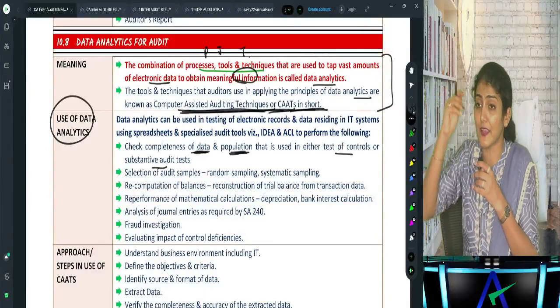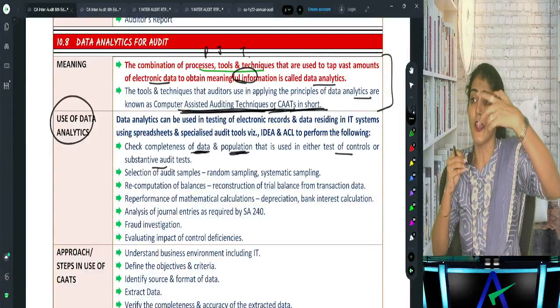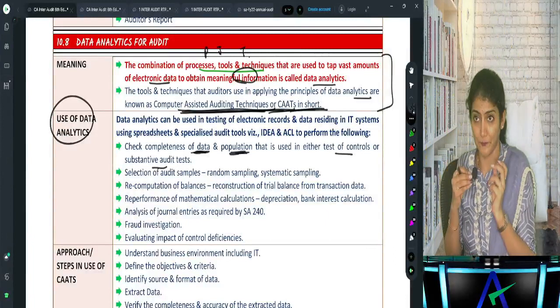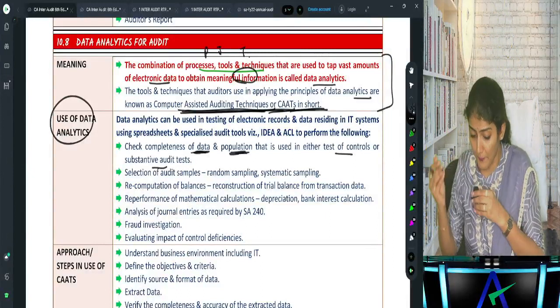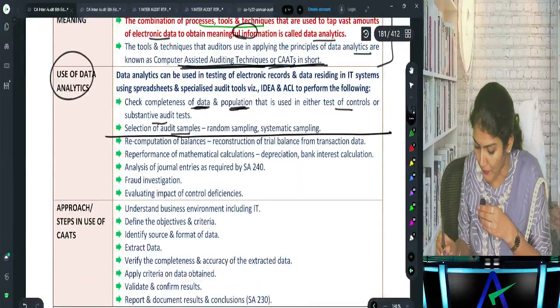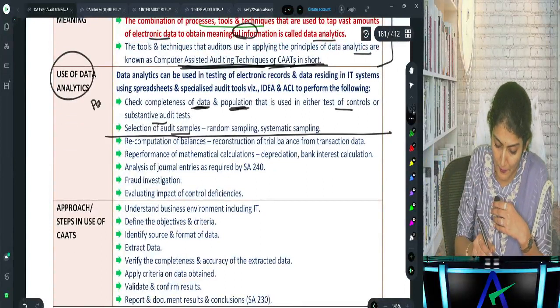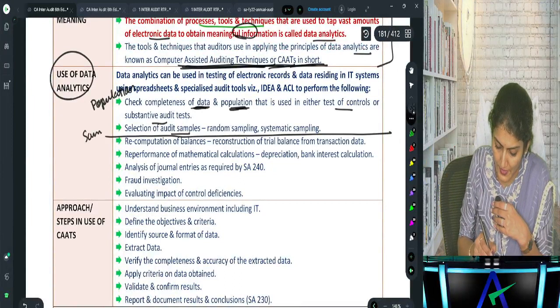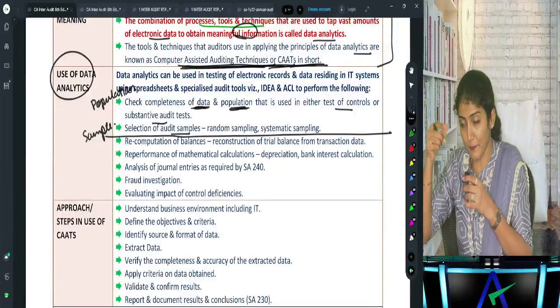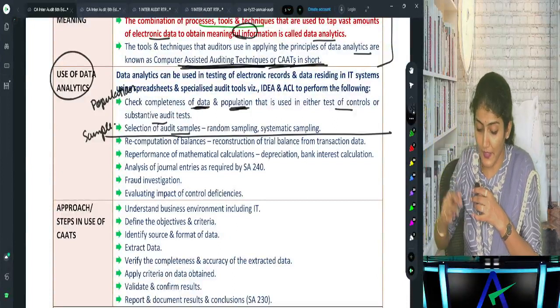How can you check the completeness? It says with the help of the computer. You can check in the drop down whether all 12-month sales are reflected. Then also, what does it say? Sample selection can now be done with the help of the computer. So how do I remember these points? Population and sample. Population for checking the completeness of the data and population, and then also for selecting the sample.